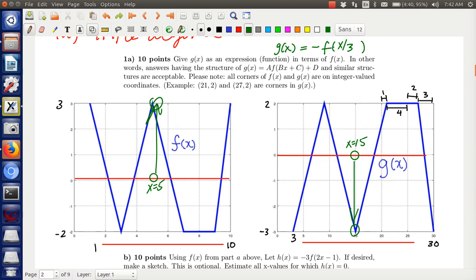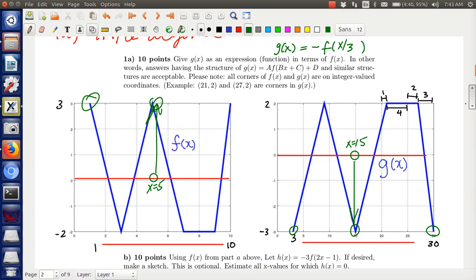If I put x is 3 over here, I get minus f of 1, and this point gets flipped down to here. That's correct. Let me try the 30. Negative f of 30 over 3 is negative f of 10, which is negative 3, which is correct. So that's how you do this, by just looking at the picture.